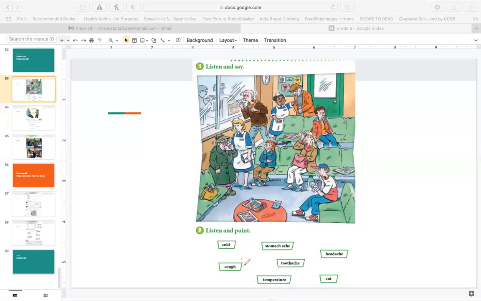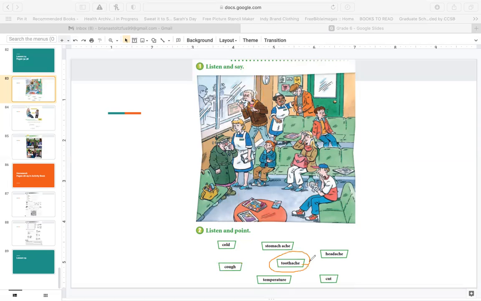Which person has a cough? A cough is when you go... Which person is coughing? Yes, this person is coughing. They're coughing into a tissue or Kleenex.